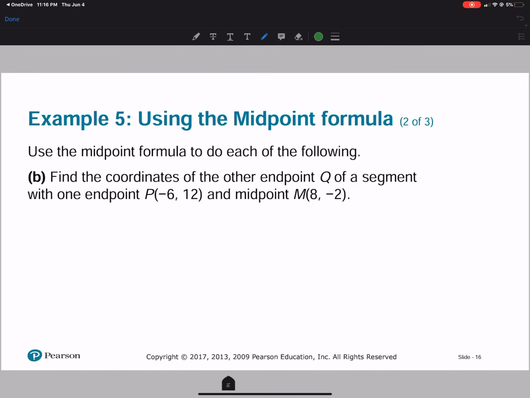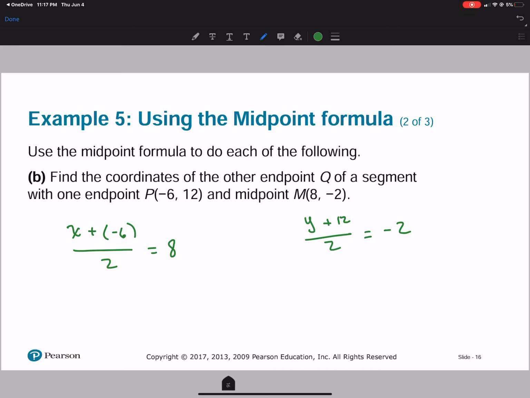So let's look at this. Now, this one may be a little bit different because they give you one endpoint and one midpoint. Therefore, if I was working this out, the first one would be X plus -6 all over 2 is equal to my midpoint of 8. Then I got Y plus 12 all over 2 is equal to my midpoint of -2.